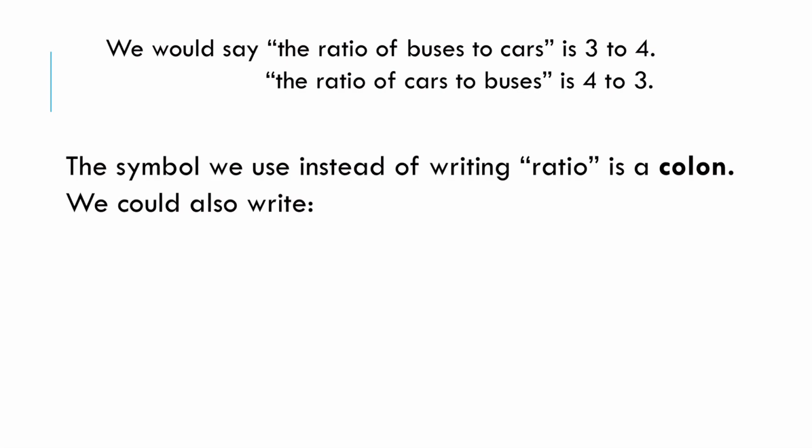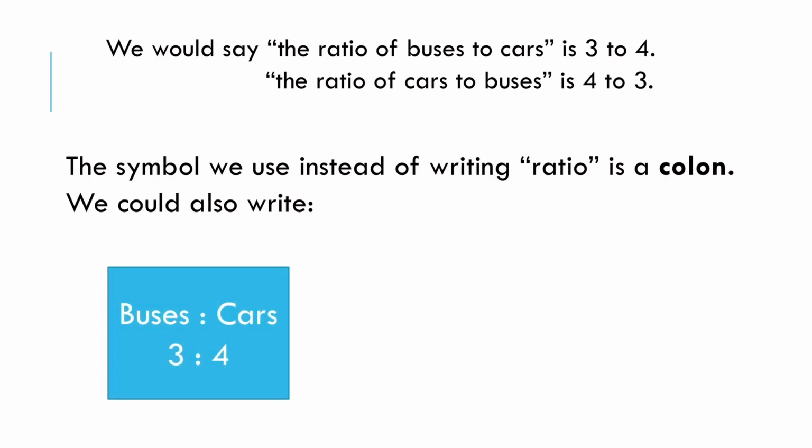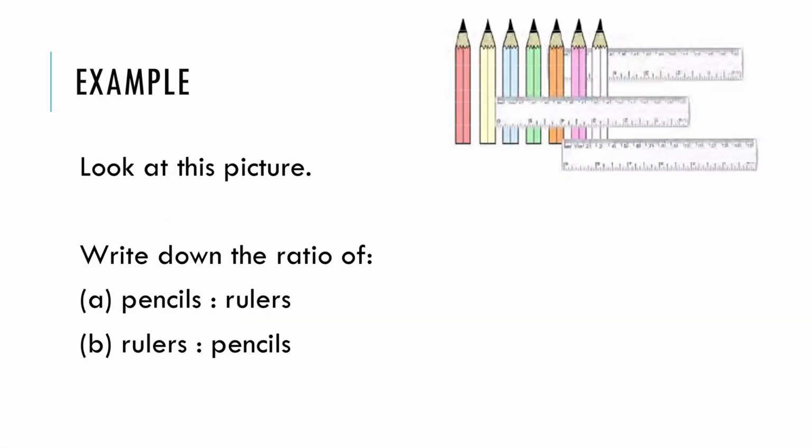So the symbol we use instead of writing ratio is a colon. So the way we would write this is we would write buses to cars 3 to 4. Cars to buses 4 to 3.